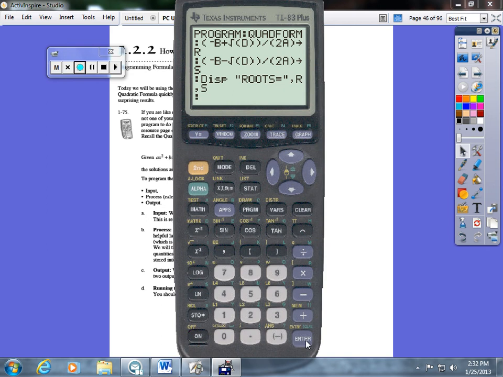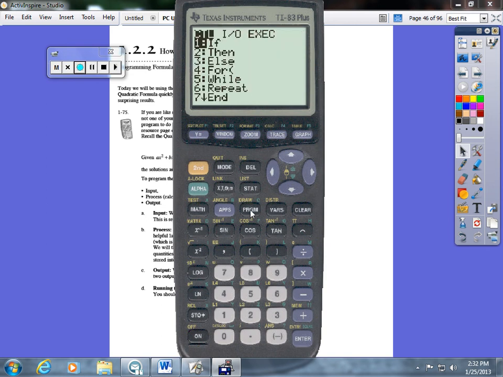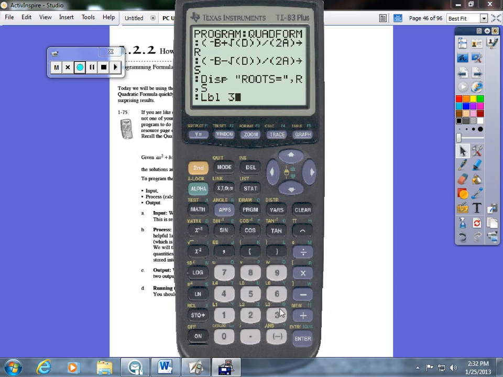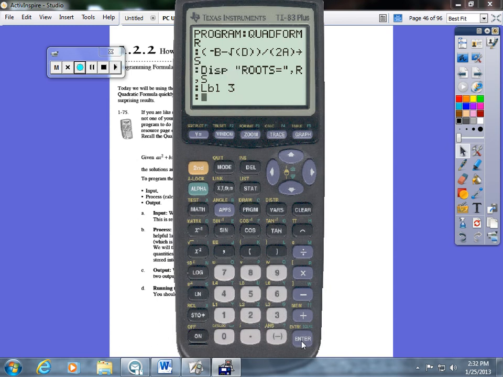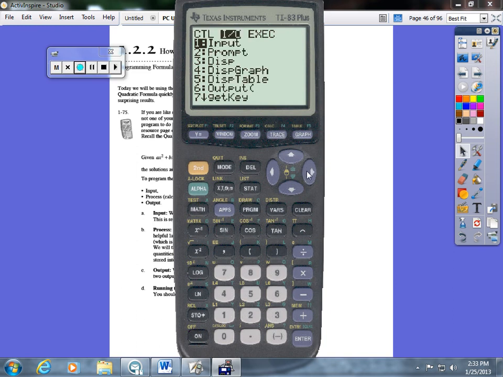We need to finish what we started with the non-real solutions. So, well, before we go, let's do that. Okay, so we want to tell the calculator where 3 was. So right there, label 3. That means if it's less than 0, it'll skip everything in between and go straight to line 3, which is right there. And now we want to tell the calculator to display that there are no real solutions.